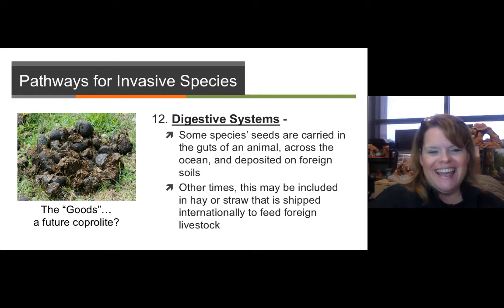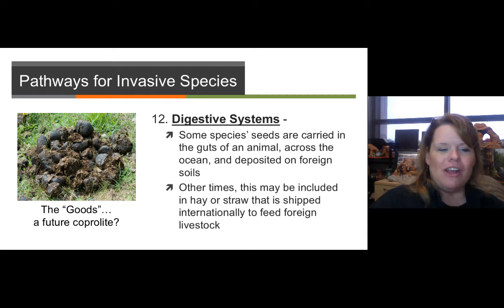What's another way for an invasive species to be deposited? I'm rolling my eyes a bit because for those of you who take geology, or if you haven't, you're going to learn about the goods of a future coprolite. What's a coprolite? Well, those are ancient fossilized remains of poo, or dung. So digestive systems are another pathway for invasive species. Some species' seeds are carried in the gut of an animal across the ocean and deposited on foreign soils when they take a dump. Other times this may be included in hay or straw that's shipped internationally to feed foreign livestock. So it's important to know what is in your hay or what animals are taking up their necessary place of relieving themselves and putting out that new coprolite material.